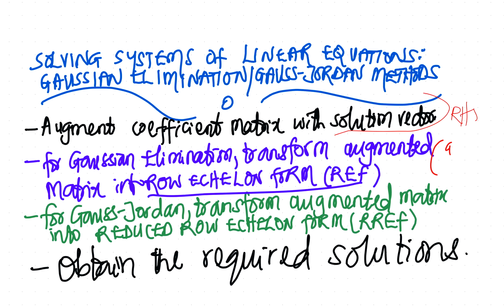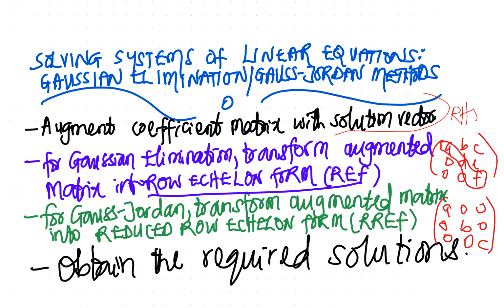For row echelon form, you need to make the matrix like this: A, B, C, 0, D, E, 0, 0, F. So you need all the elements below the principal diagonal to be 0. That is the row echelon form. But in the reduced row echelon form, which Gauss-Jordan represents, you are going to have A 0 0, 0 B 0, and 0 0 C. In fact, beyond even just having A, B, C, they should even be one. You're basically going to transform the matrix into a unit matrix: 1 0 0, 0 1 0, 0 0 1.